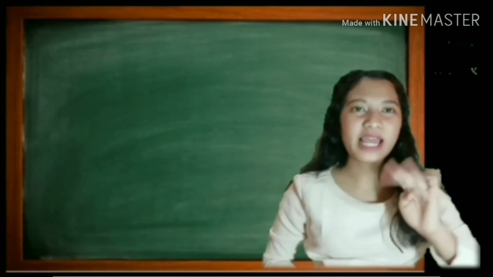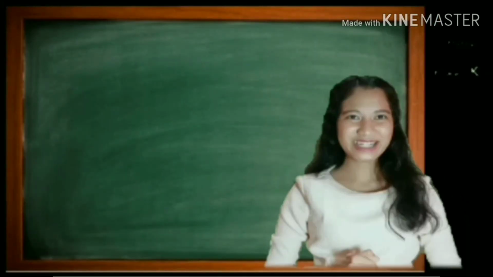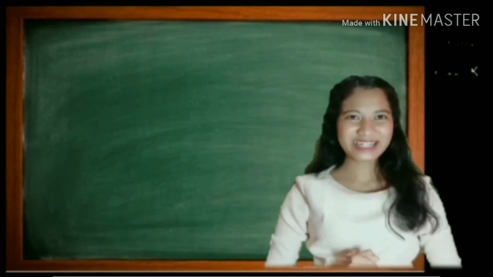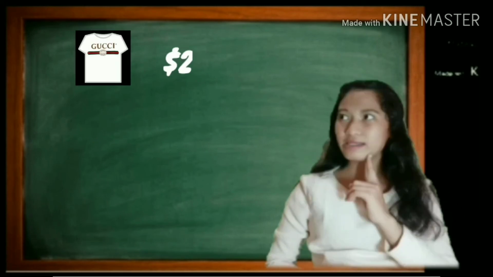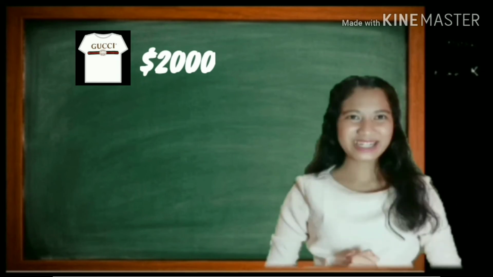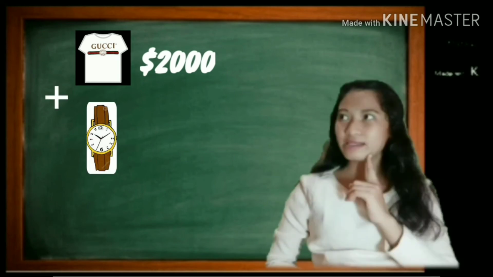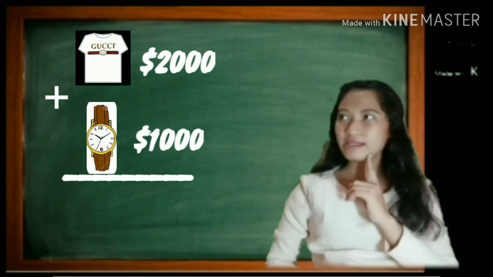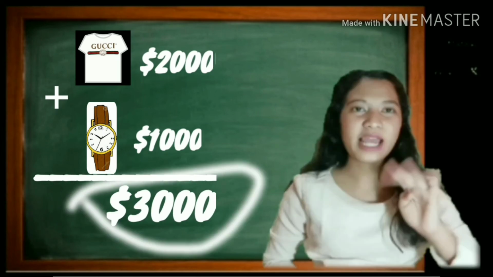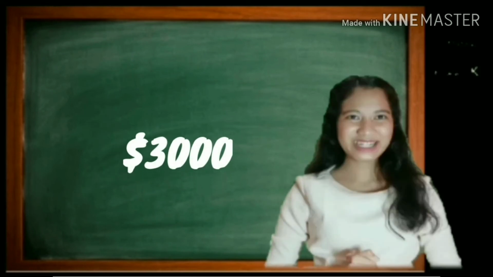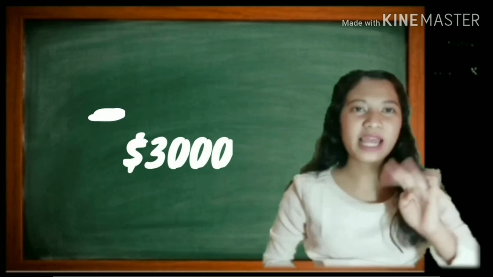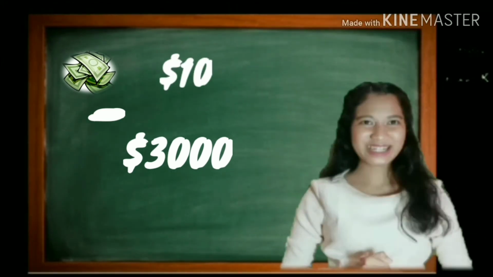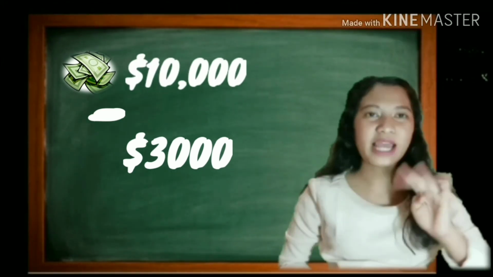Step 3. When you already know the strategy you will be using, try to apply it and solve the problem. So the solution goes like this. First thing we need to do is add the money he spent on shopping. A Gucci shirt costing $2,000 plus the watch costing $1,000. After adding, it is equal to $3,000. And the $3,000 will be deducted from the amount that he brought for shopping, which is $10,000.